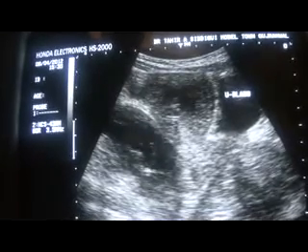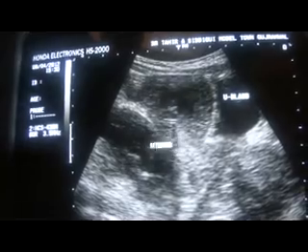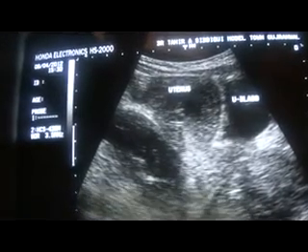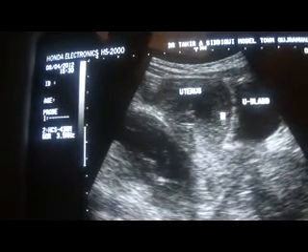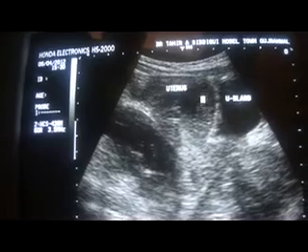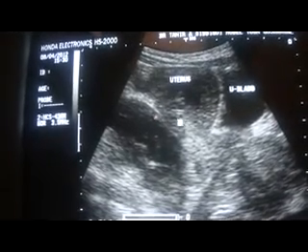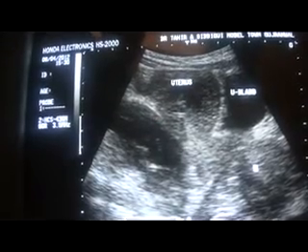Now see this area, concentrate on this central area. This is where the endometrial canal is, and we are seeing that the endometrial canal is dilated up to 20 millimeter. Normal should not exceed more than 14 millimeter. Moreover, you are seeing echogenic material within this. You are seeing fluid. This is fluid.